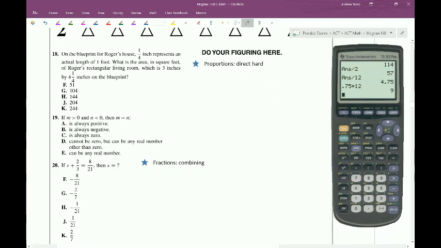On the blueprint for Roger's house, okay, this is going to probably be a proportion question. 1/4 of an inch represents an actual length of 1 foot. What is the area in square feet of a rectangular living room, which is 3 inches? Okay, so first we'll convert the 3 inches to make that x feet. So 1/4 x equals 3. So take 3 and divide it by 1/4, or multiply it by 4 in other words, and we'll find 12. So x would be 12.